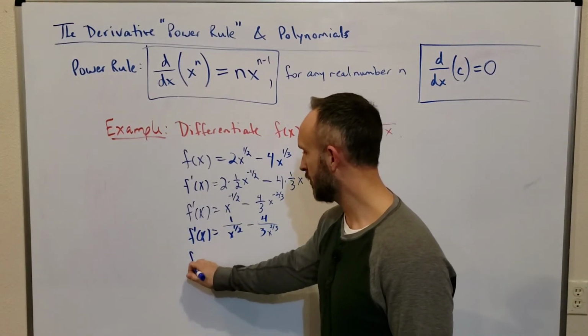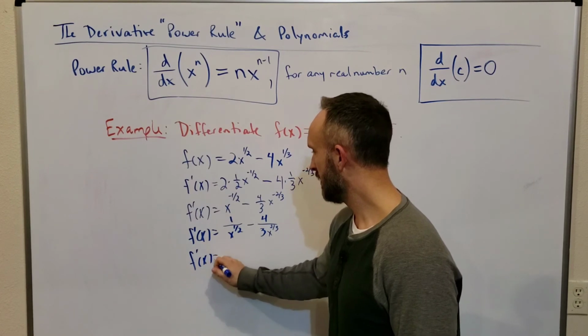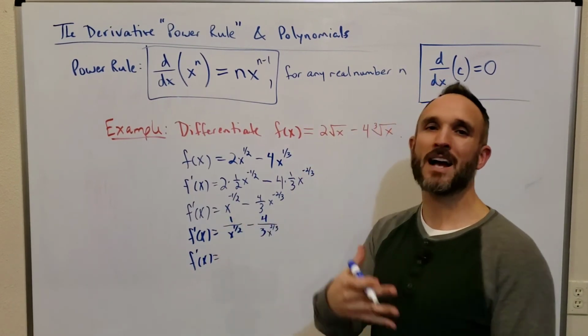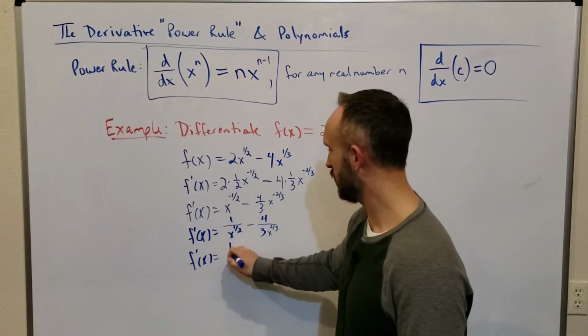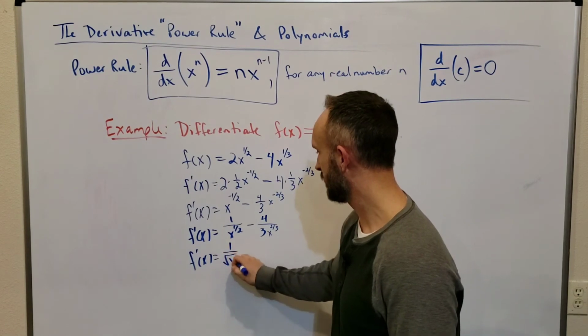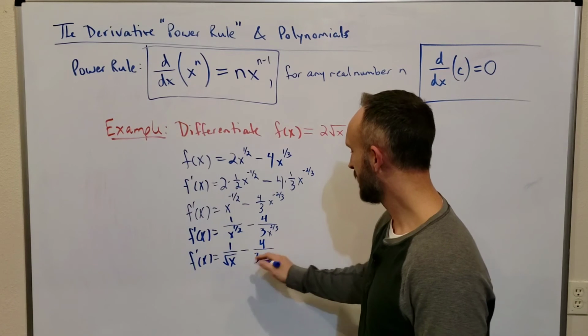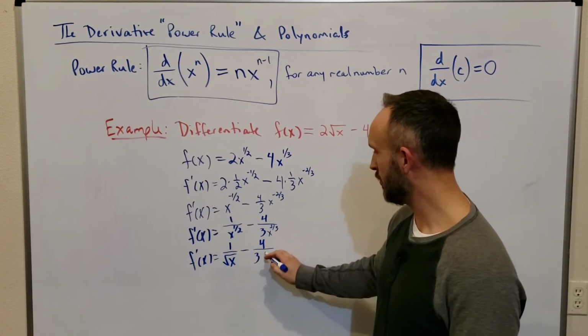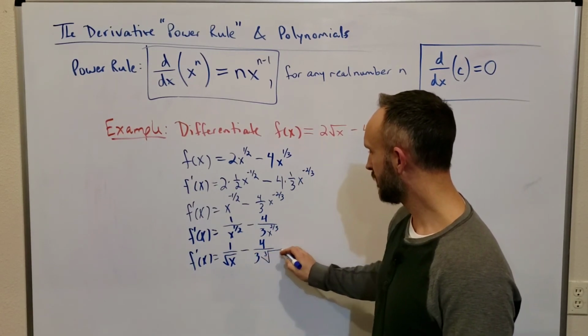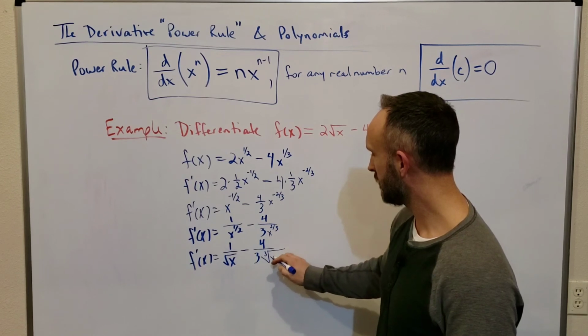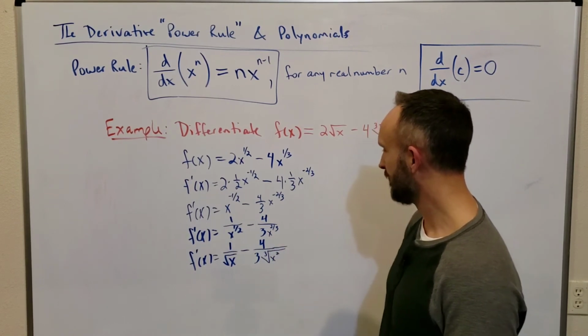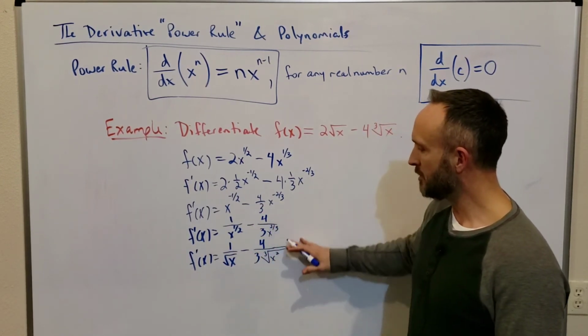You could go further as well and convert x to the 1/2 back to a square root. So this turns into 1 over the square root of x minus 4 over 3. Turn this back into a cube root, so it'd be the cube root of x squared, right? Dealing with your exponent properties. And so you can really do a lot with this.